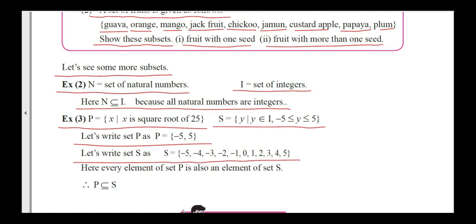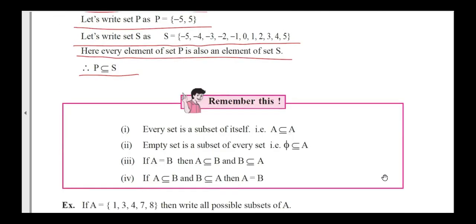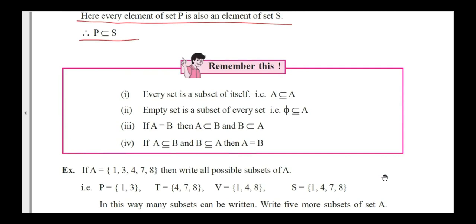Let us write the set P as P = {-5, 5}. Let us write the set S: S = {0, 1, 2, 3 up to 5, -1, -2, -3 up to -5}. Here every element of the set P is also an element of the set S. Therefore P is a subset of S. Also remember this, every set is a subset of itself. That is, A is a subset of A.